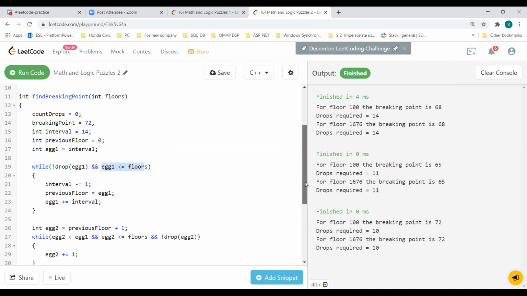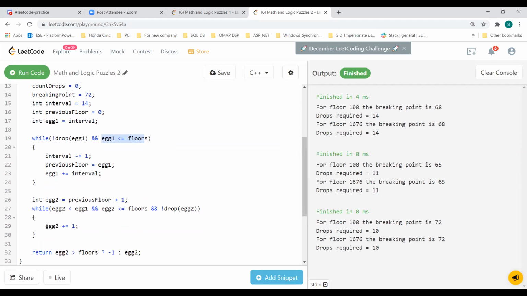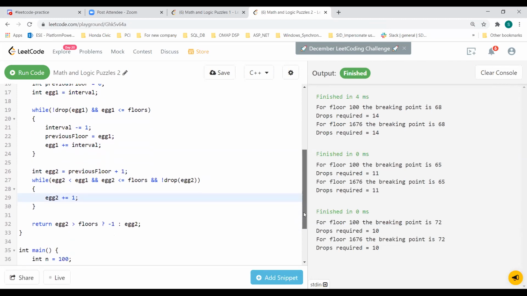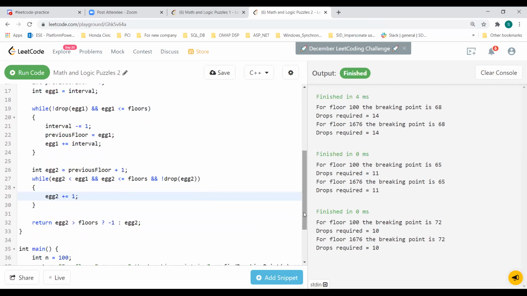Okay, then you have to start with the second egg, and with the second egg you are incrementing by single floors, not by the leftover intervals, right? So one by one you have to go, because you start from the previous floor; the breaking floor would be, in this case, the previous floor plus 1. Then you keep going through with the second egg, one at a time, and find the exact breaking floor. So this was the whole problem as described in the book.